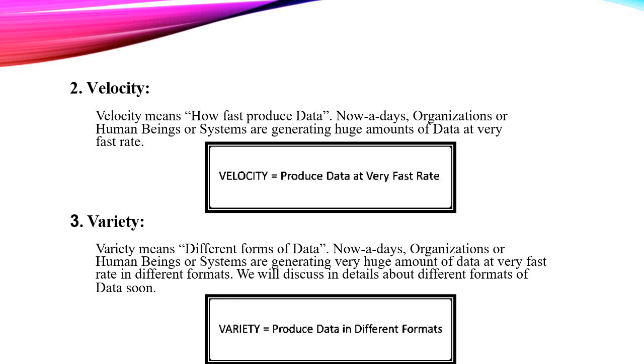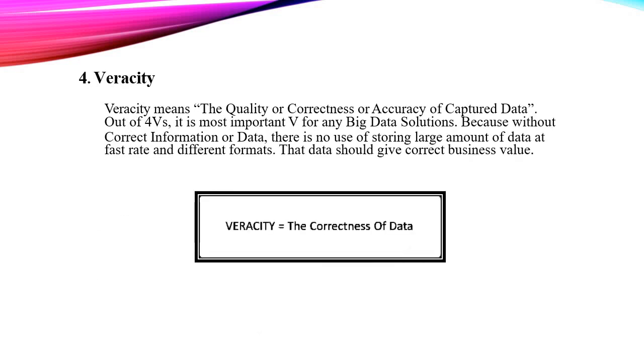Then variety. The data comes in different forms, not only in a simple format like tables. It can be music, comments, trends, videos, audio, uploads, anything. So a variety of data can be generated, and then the data can be characterized as big data.